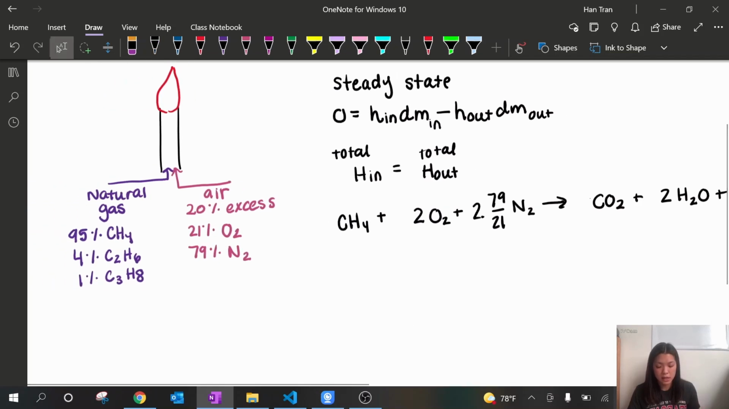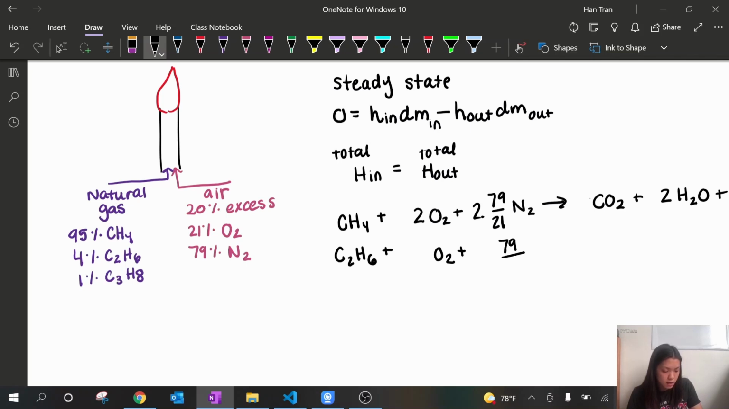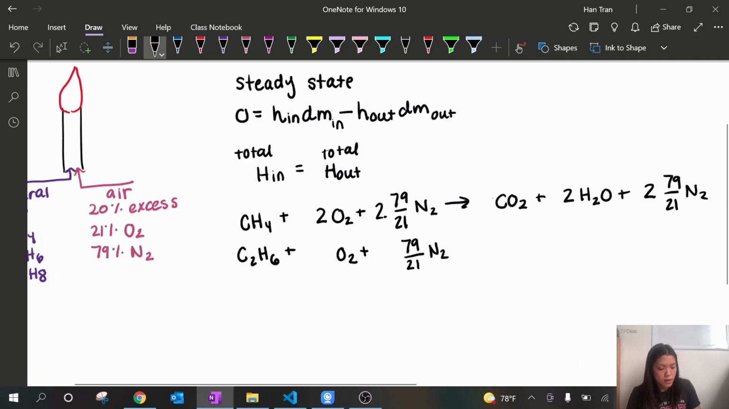And so we're going to move on to the second component, which is ethane. So we have the ethane reacting with the air. So we have oxygen and then 79 parts nitrogen for 21 parts oxygen. And that's going to again have carbon dioxide and water as the products, as well as nitrogen. So we're going to follow the same process that we did for the methane.